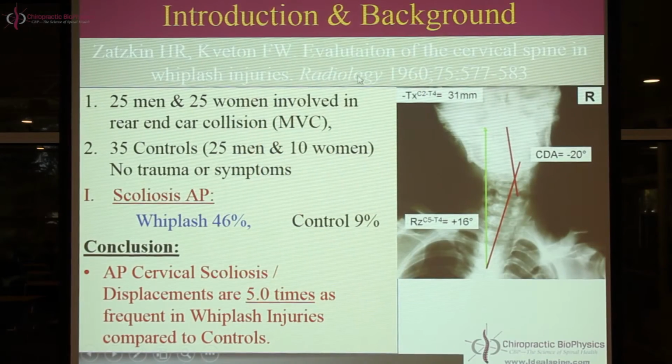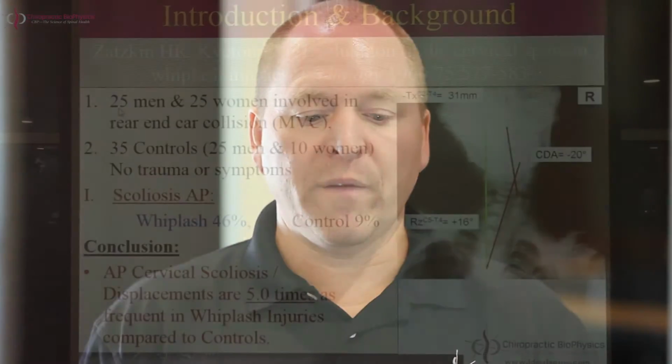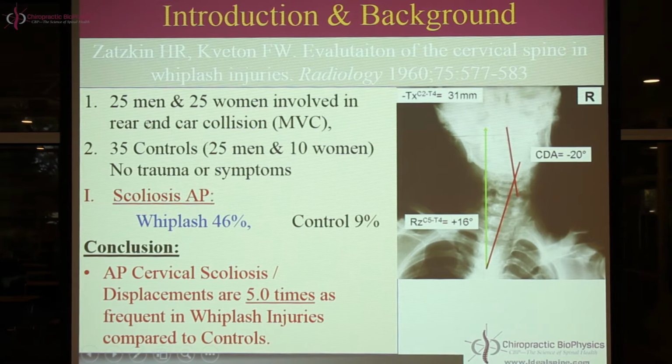So in 1960, believe it or not, Zatzkin et al. published a paper in the Journal of Radiology. This project was on motor vehicle collisions, and it was looking at the difference in alignment of the cervical spine in patients that had been involved in a rear-end collision, a car crash, and who had symptoms as a result of that crash, and then comparing those people's cervical spine alignments to a normal control group who did not have symptoms and who had not been involved in a motor vehicle collision. So this is 1960 out of the journal Radiology. 25 men and 25 women involved in a rear-end collision were compared to 35 controls, 25 men and 10 women, with no trauma and no symptoms.